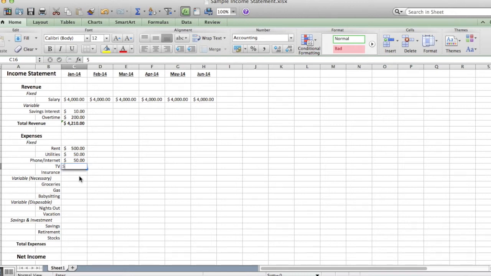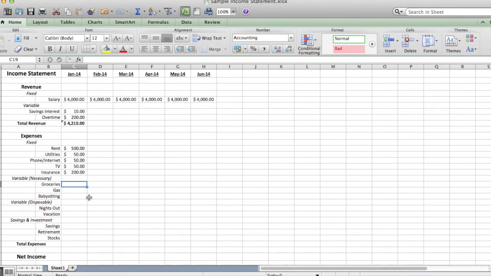Now, $50 for TV and insurance. I'm going to put it into one category, but this could be both car and health, so let's say $200. The next category that I have is variable expenses, but I broke these down into necessary expenses. You might not spend exactly the same amount in the grocery store every week. However, you do go to the grocery store on a regular basis.